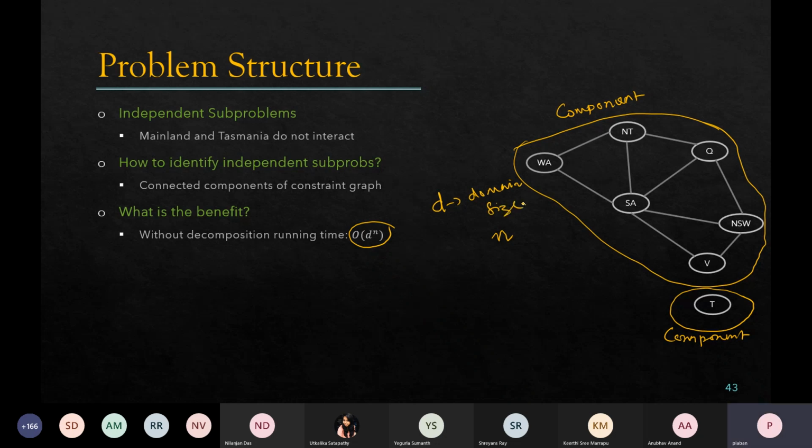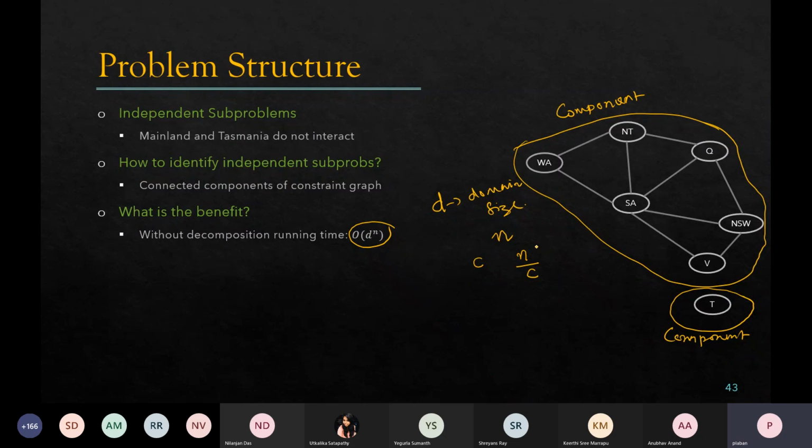Right? Now let us see if we divide the problem into components, what benefit we'll get. Say, for the sake of simplicity, we have divided the whole graph into components, and each component has a size c. Then how many components do we have in total? We have n by c components. And if we want to solve an individual component, what would be the running time?